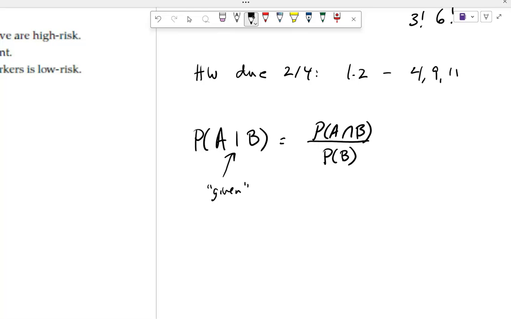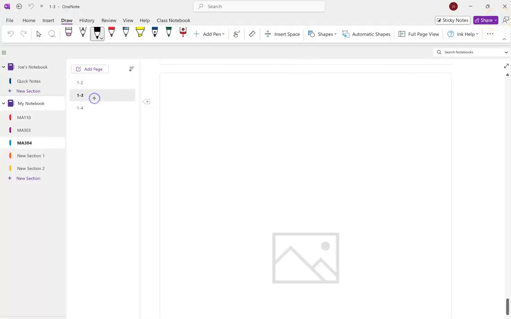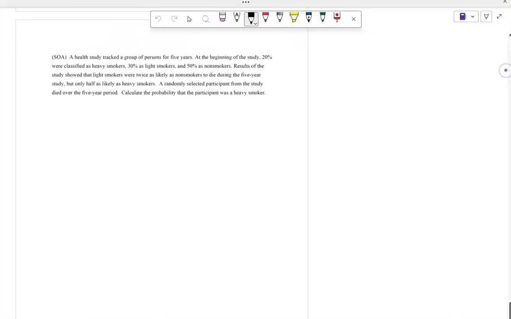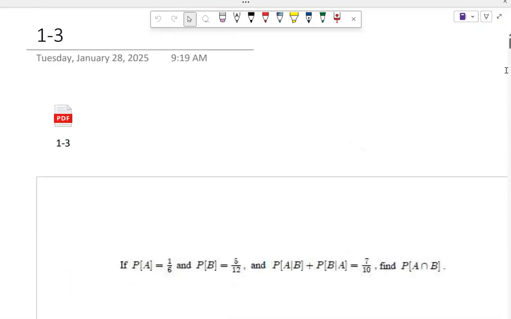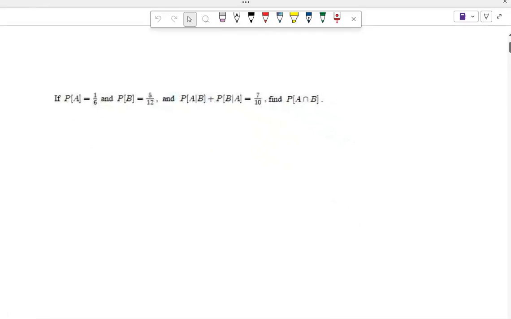All right, so let's look at that first one real quick, and we'll do more of these next time. I can scroll over to the top. We've got probability of A is 1/6. The probability of B is 5/12. They tell you the probability of a couple of different conditional probabilities. When you add them together, you get 7/10. And it asks for the probability of A intersect B.